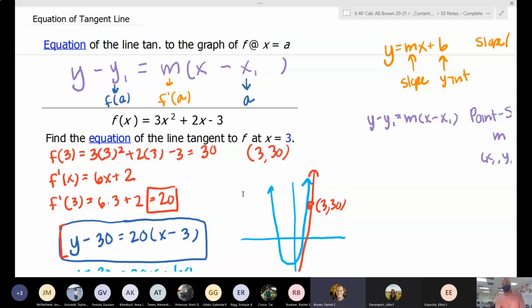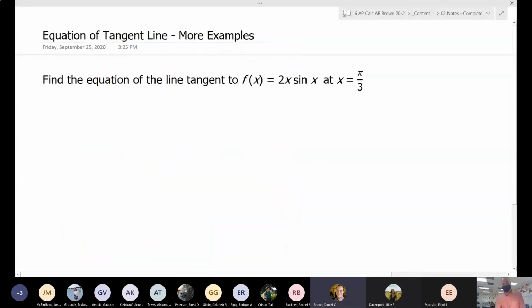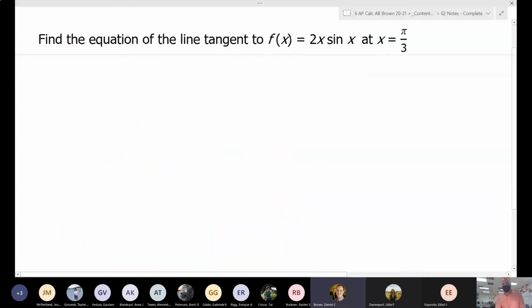So just to review and make sure we're all at least starting on somewhat of the same page, I did just want to do a quick example of finding the tangent line. So when you have a question that says find the equation tangent to a certain f of x, there's two things you need. I always like thinking about it this way: when you do a tangent line, the two things you need are a point and the slope.